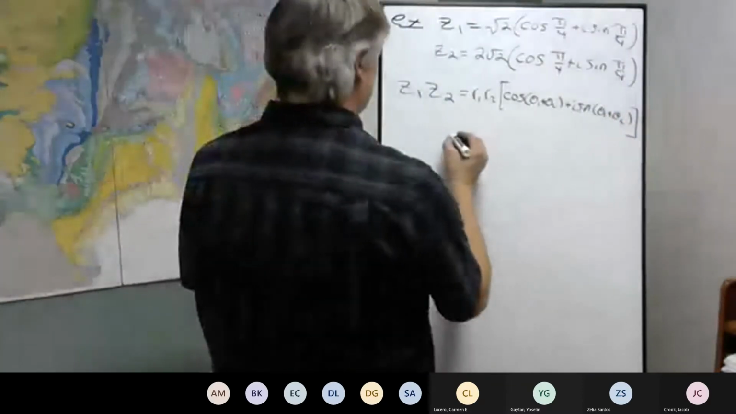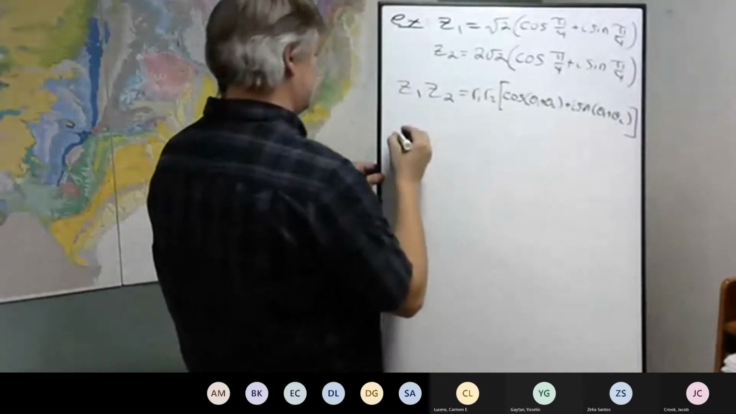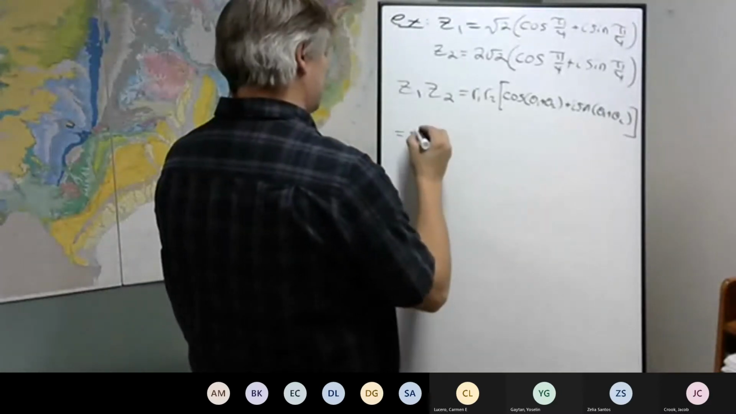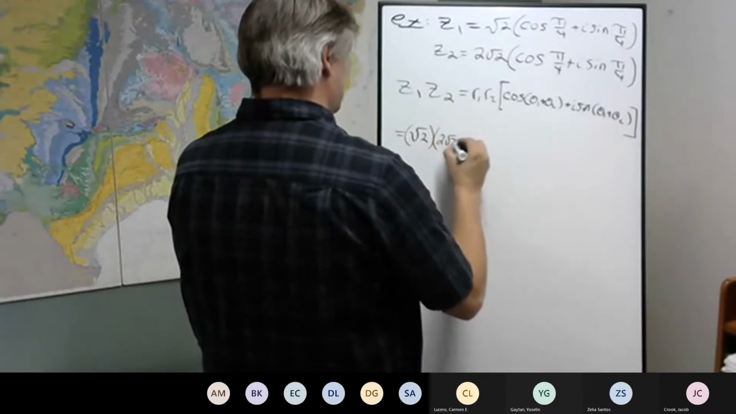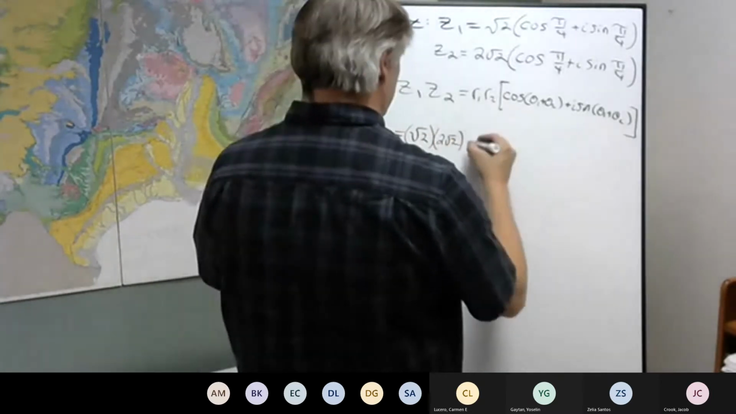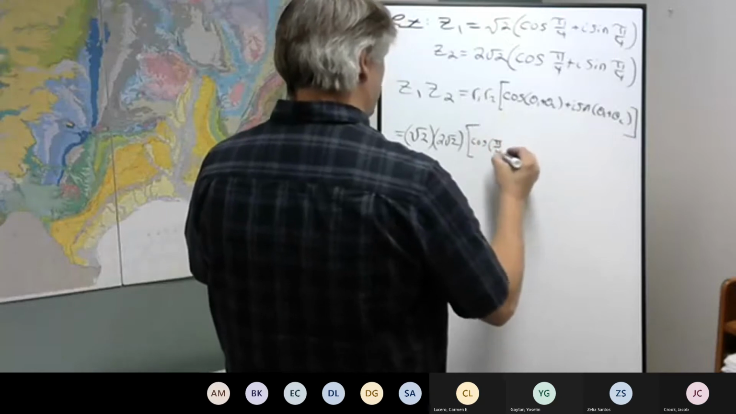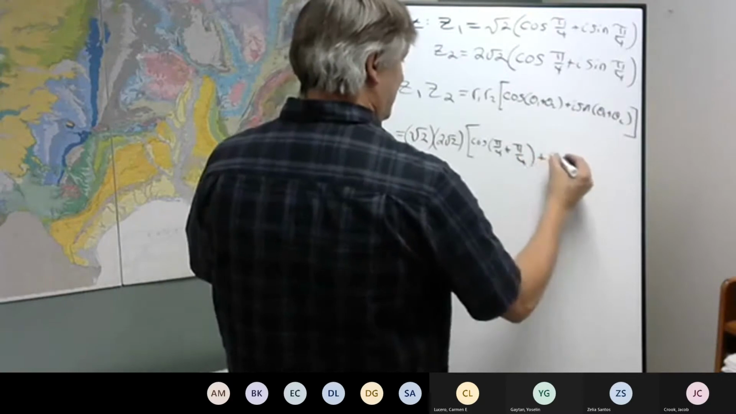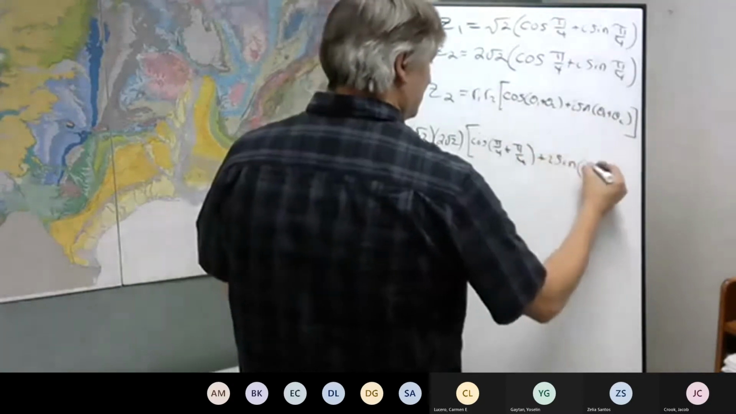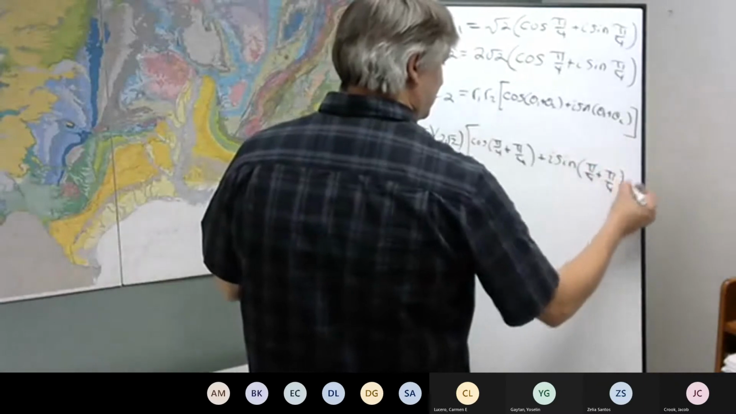Or, need some more room. Root 2, 2 root 2, cosine pi over 4 plus pi over 4, plus i sine pi over 4 plus pi over 4.